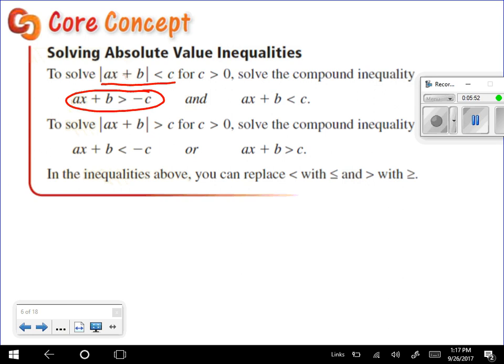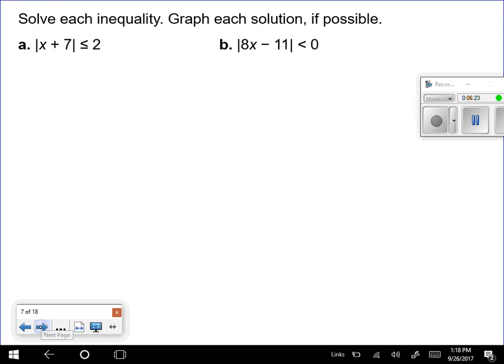Then the opposite of that, if the absolute value of ax plus b is greater than c, now we're looking at an or inequality. So again, flip your inequality and we're talking about a negative c, and then keep the other one the same. Less than is and, greater than is or. That's a memorization thing that you'll have to do. So let's look at examples.